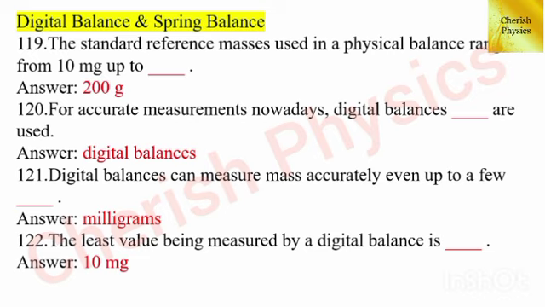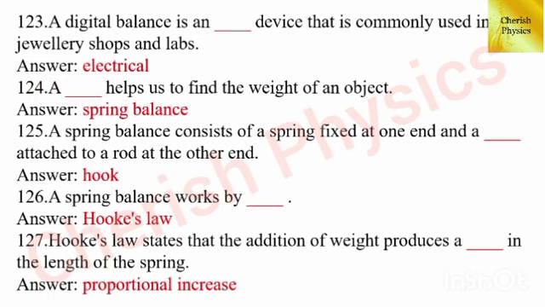For accurate measurements nowadays, digital balances are used. Digital balances can measure mass accurately even up to a few milligrams. The least value being measured by a digital balance is 10 milligram. A digital balance is an electronic device that is commonly used in jewelry shops and labs. Electrical device, but we all know it is an electronic device.